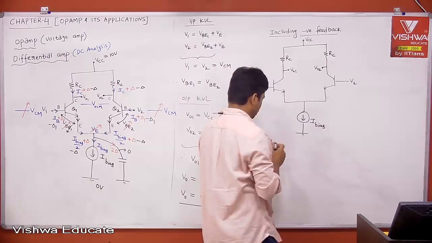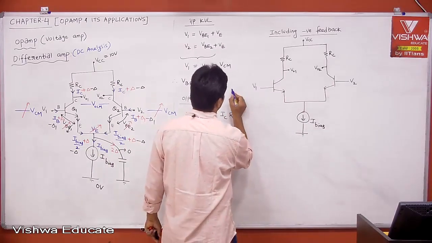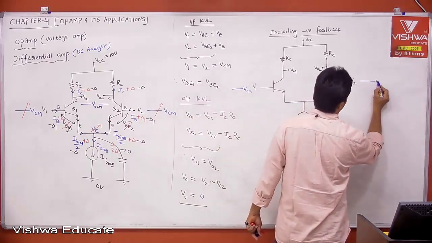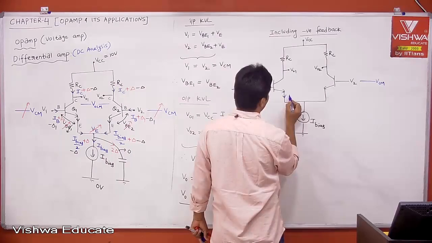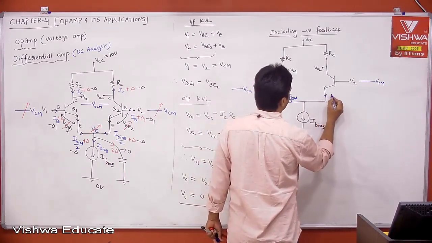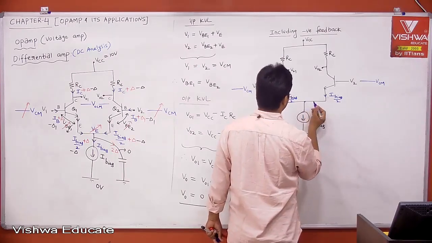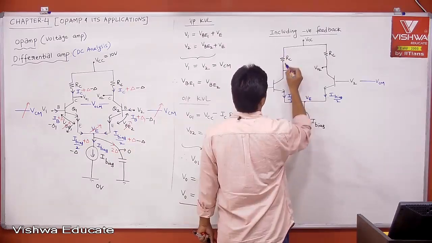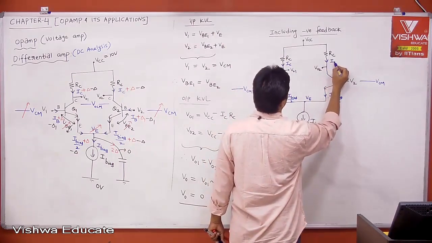Right? Now this is your common mode signal, this is VCM and this is VCM, right? Then this is nothing but your I bias by 2, and this is also I bias by 2, and this is the emitter voltage VE, and this is nothing but your collector current IC, this is also collector current IC, right?